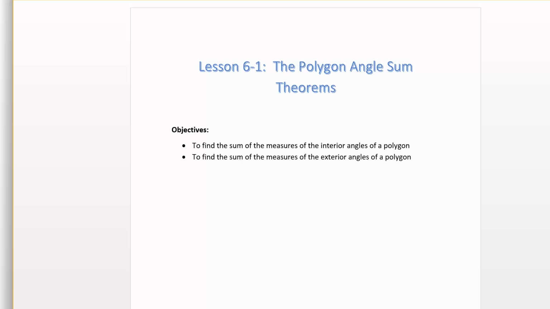All right, so that's lesson 6.1, the polygon angle sum theorems. We use the polygon angle sum theorems to find the measures of the interior angles of a polygon. We also use it to find each interior angle. And then we use the exterior angles theorem, where all the exterior angles always added to 360. We also use that to be able to find the measure of an interior angle as well as the number of sides. So a lot of information, a couple of different formulas you're going to need to know.